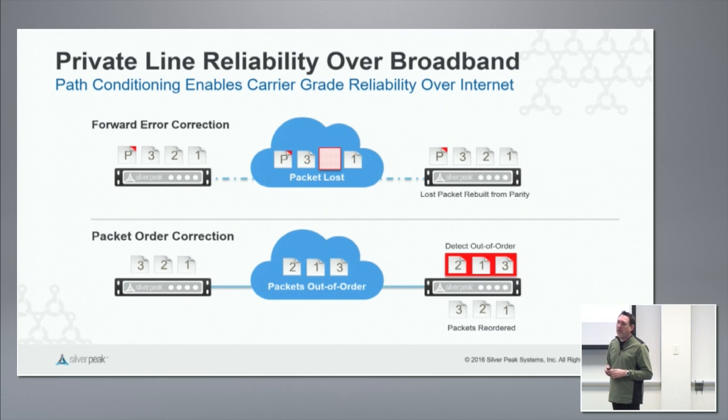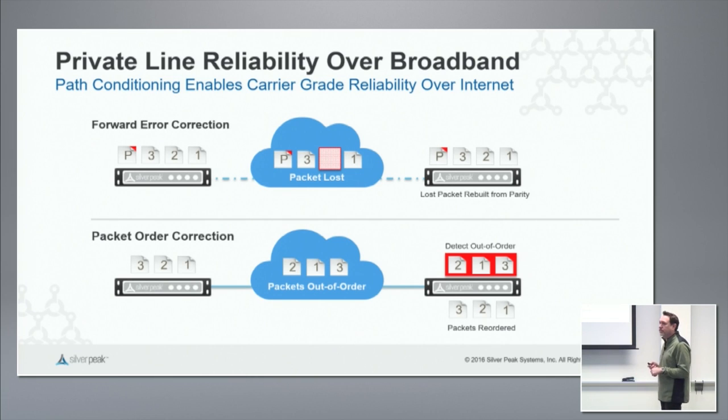Same thing with out-of-order packets. Because there's multiple links in the network, packets could arrive out of sequence. We've got a sequence number on every single packet. So in this particularly simple example, we send packets 1, 2, 3. The network or combination of networks gets them out of sequence. We detect that on the remote site, reorder it, send it on to the application. The application never knew that the packets were out of sequence.